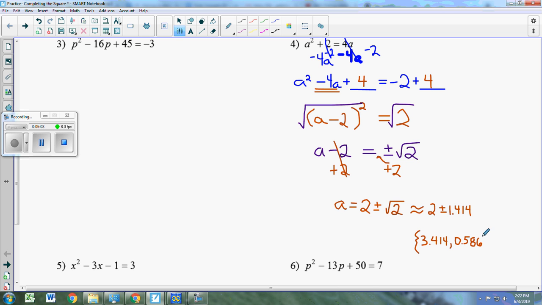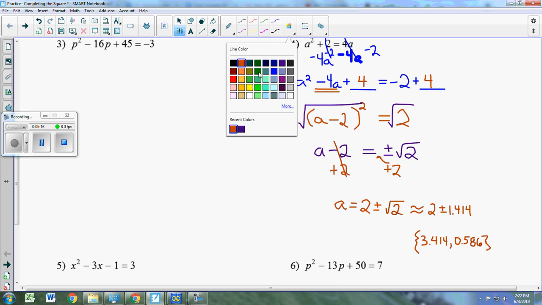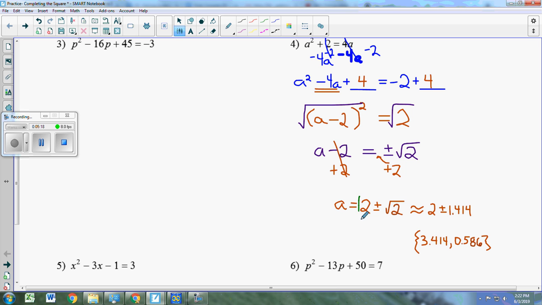Okay, so that's from getting the approximate answer. The exact answer is right here. Those are exact answers: 2 plus root 2, 2 minus root 2. The approximate answer is these values. I'm okay with either one.